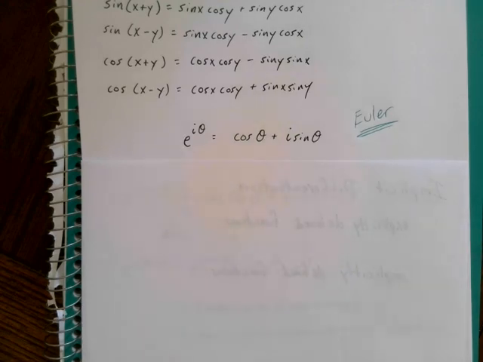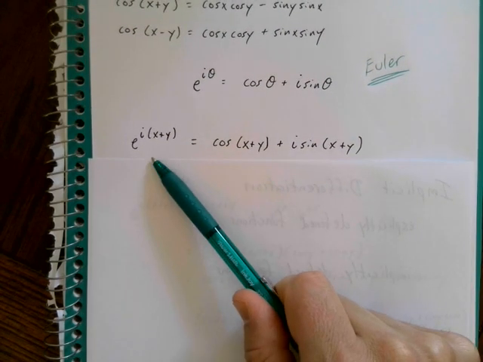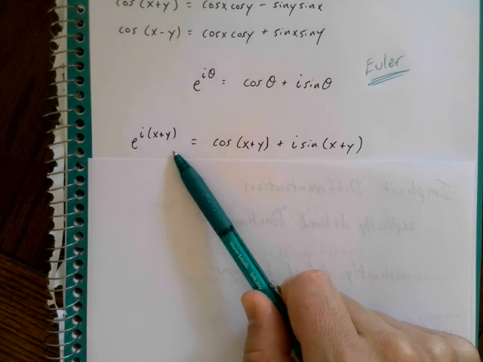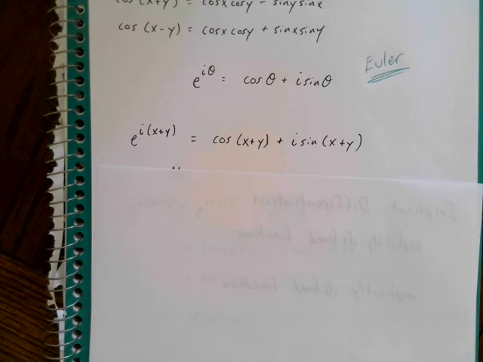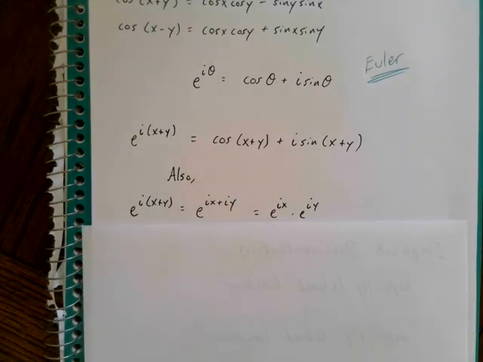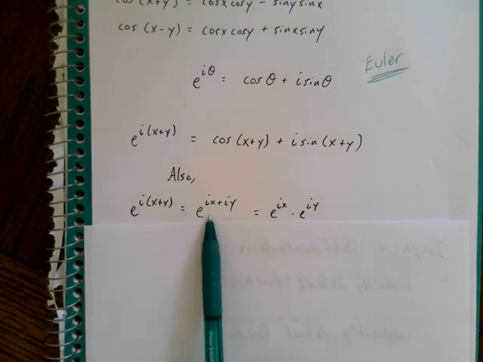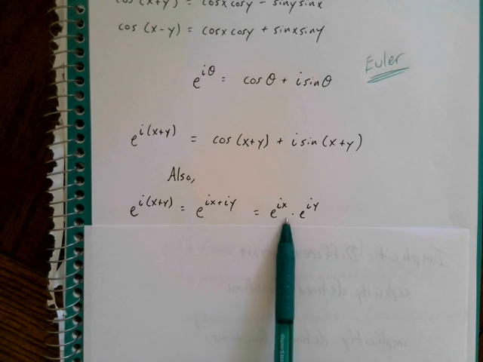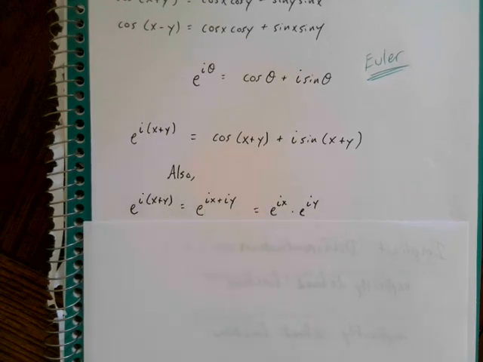But here's how this helps you. So first, you do e to the i(x plus y). Right, because this breaks down to cosine of (x plus y) and i sine of (x plus y). Then you examine e to the i(x plus y) in a different way. Multiply out the exponent, use the properties of exponents to rewrite that this way. Right, those two are equivalent. When you multiply your bases, you add your exponents.